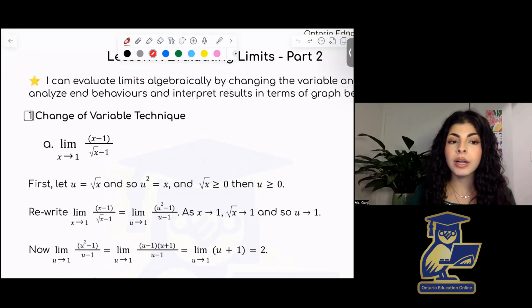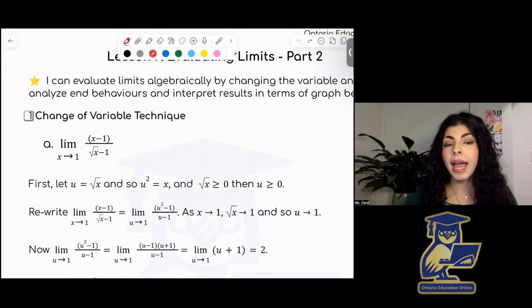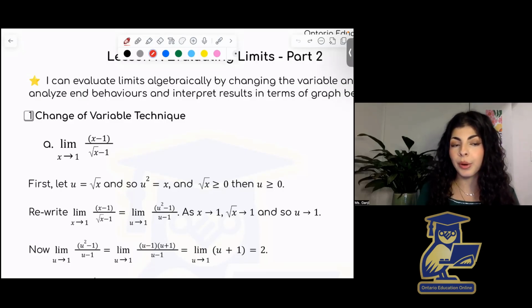We have our function here, x minus 1 over square root of x minus 1. As always, we try by direct substitution first, and right away I can see in my denominator, square root of 1 minus 1 is 0, so that's my indeterminate case, and we see here that the numerator is also 0, so we do get that 0 over 0.